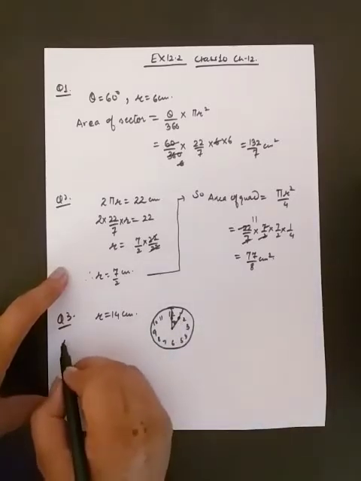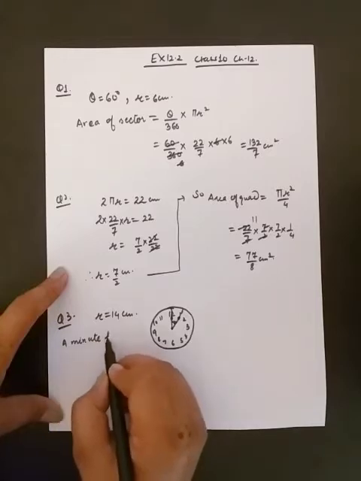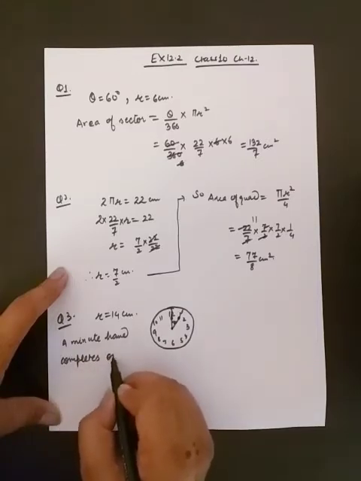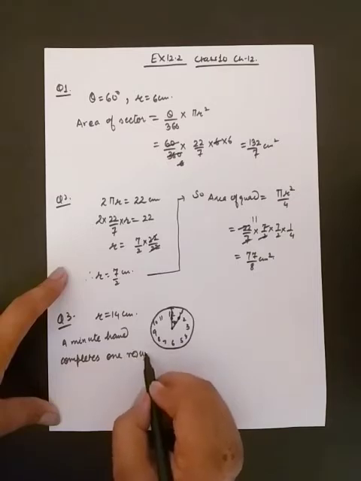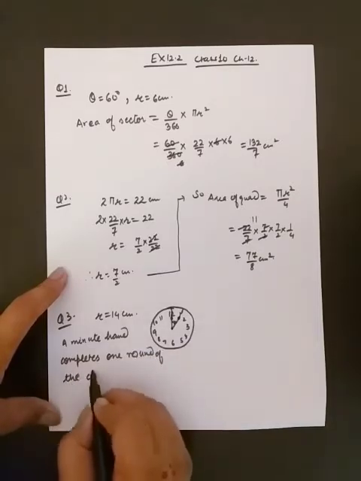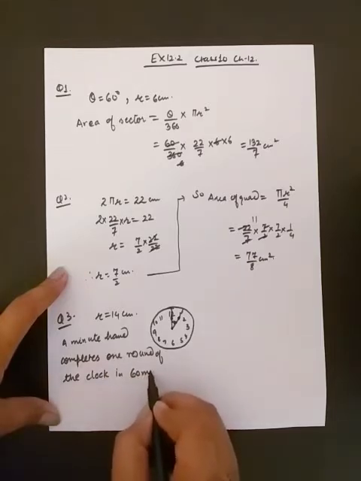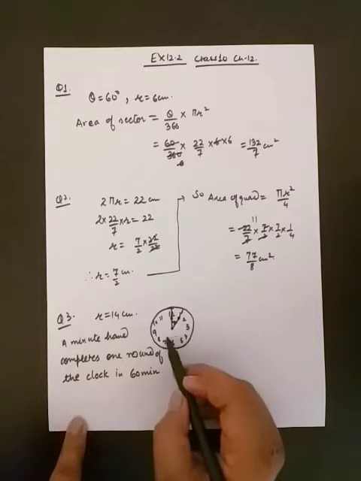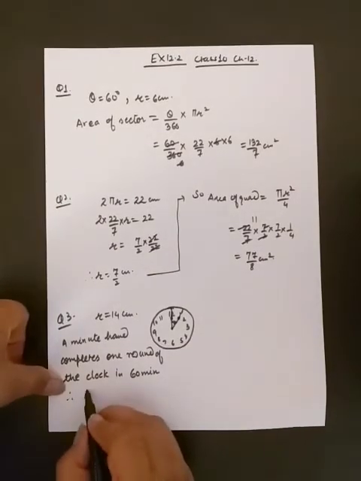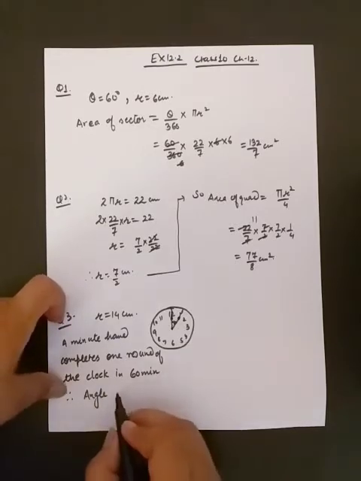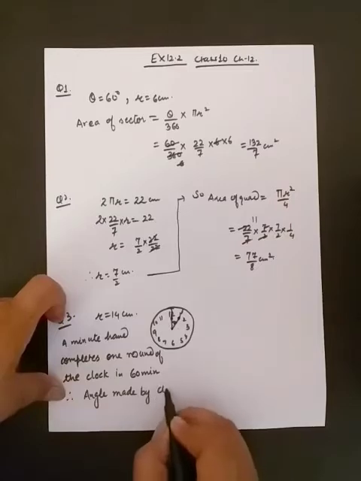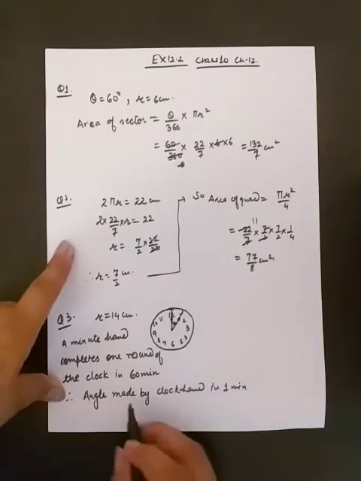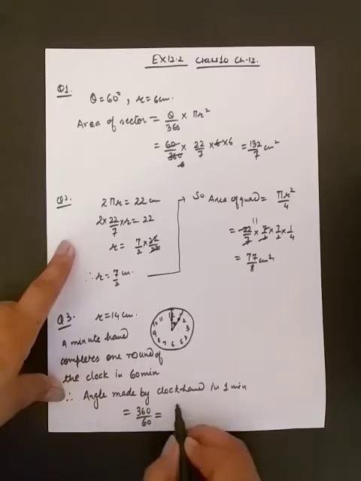And we all know that a minute hand completes one round of the clock in 60 minutes. The minute hand takes 60 minutes to complete one round of the clock, and the complete angle is 360 degree. So therefore the angle made by the clock hand in 1 minute will be 360 by 60, that will be 6 degree.